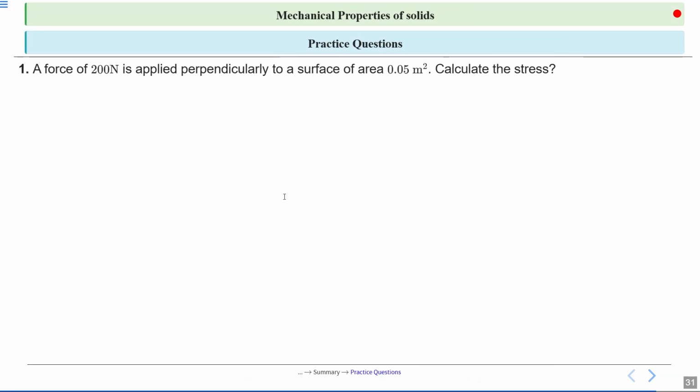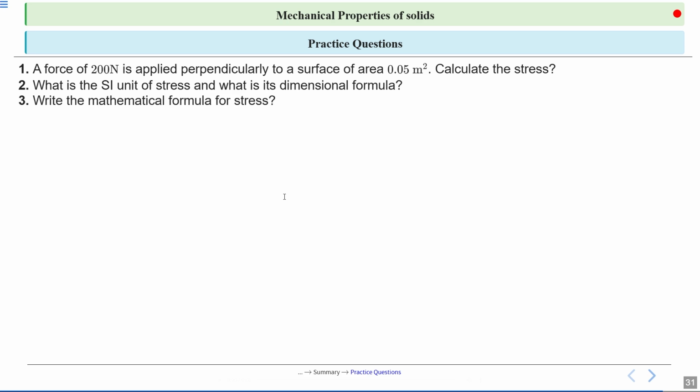So, students, practice questions are given here. Try to solve these problems. First, a force of 200 Newton is applied perpendicularly to a surface of area 0.05 meter square. Calculate stress. Second, what is the SI unit of stress and what is its dimensional formula? Third, write the mathematical formula for stress. And fourth, how is the longitudinal strain mathematically expressed?